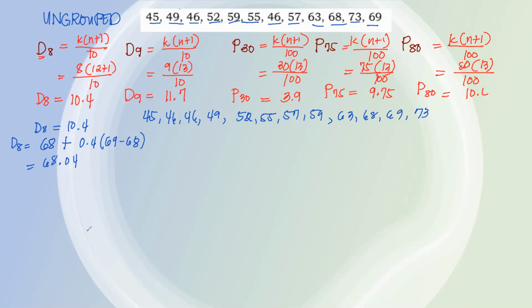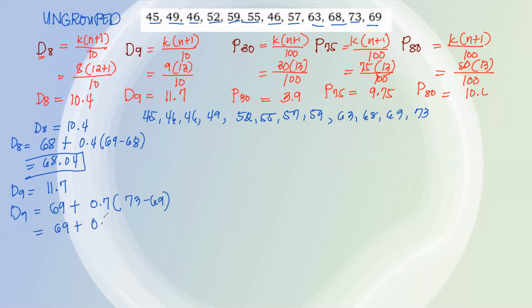Opo, ma'am. How about for D sub 9? This is 11.7. So ang D sub 9 natin ay 11th term. Ito, 69. Plus 0.7 times the difference of 73 and 69. What is their difference? 4. So we have 69 plus 0.7 times 4. What is 0.7 times 4?